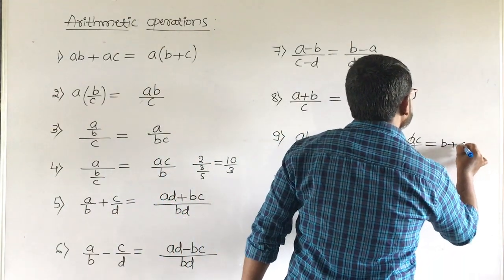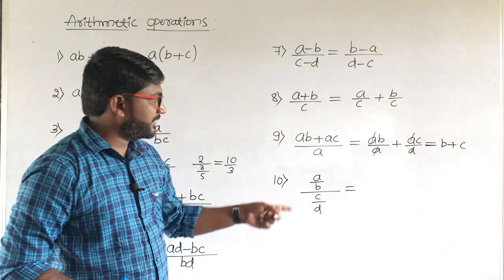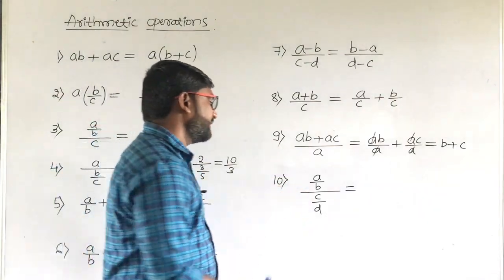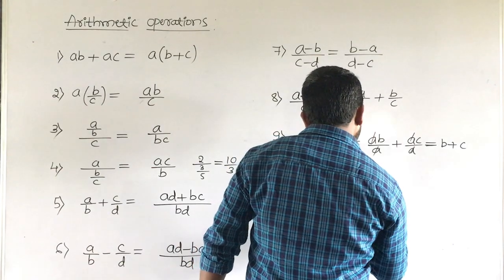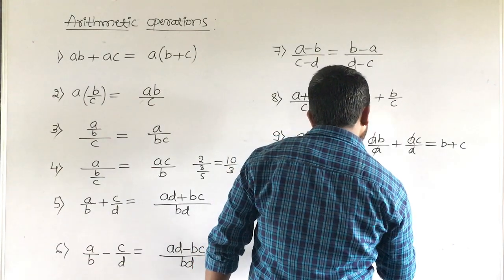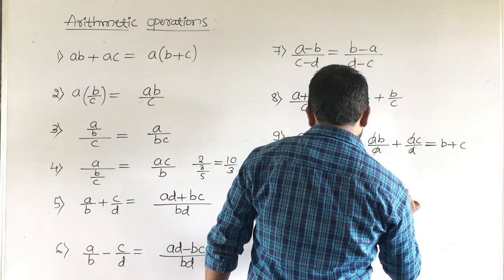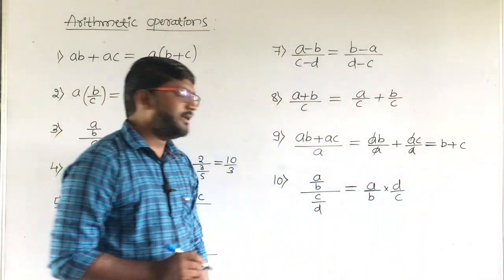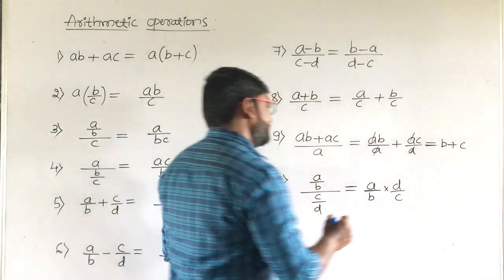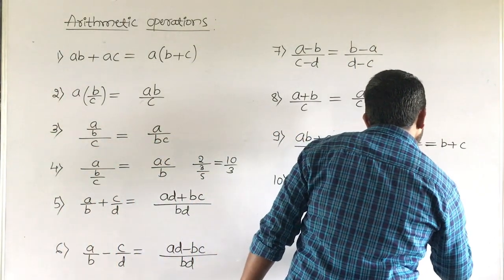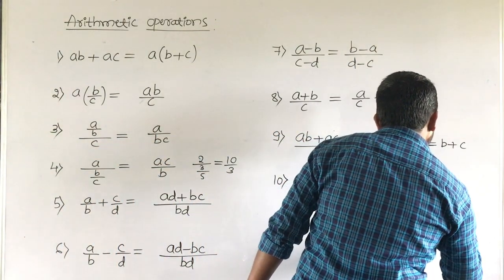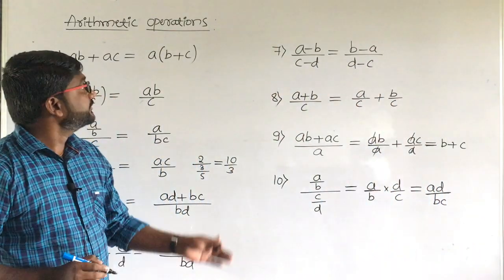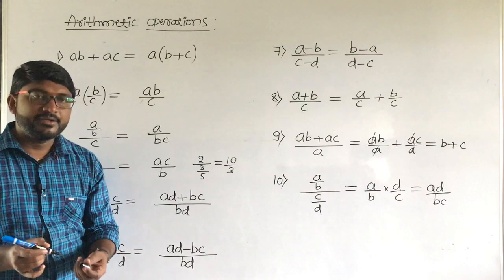So it is B plus C. Now see here the next one, A by B whole divided by C by D. So here I have to go for taking the reciprocal: A by B into D by C, which is equal to AD divided by BC, which is equal to AD by BC. So this is all about the arithmetic operations.